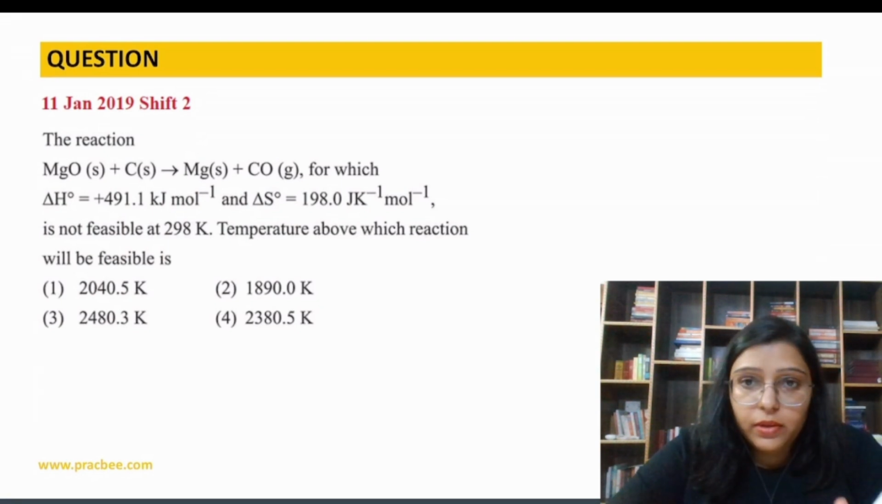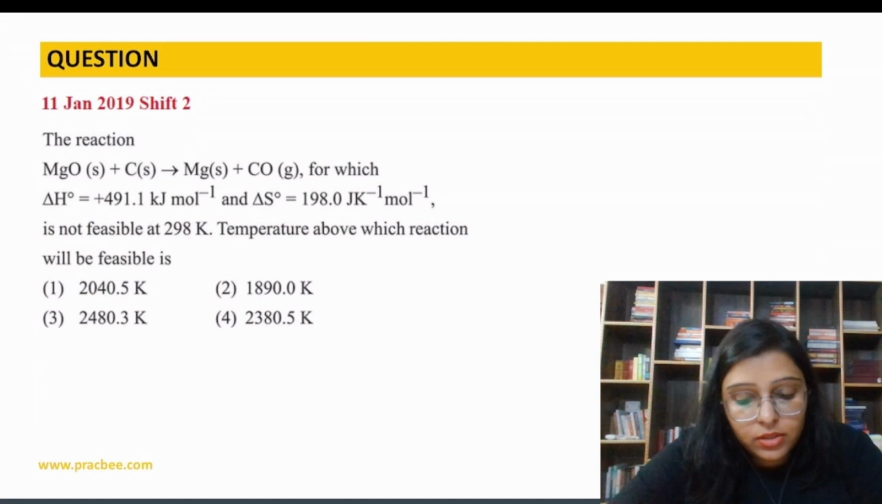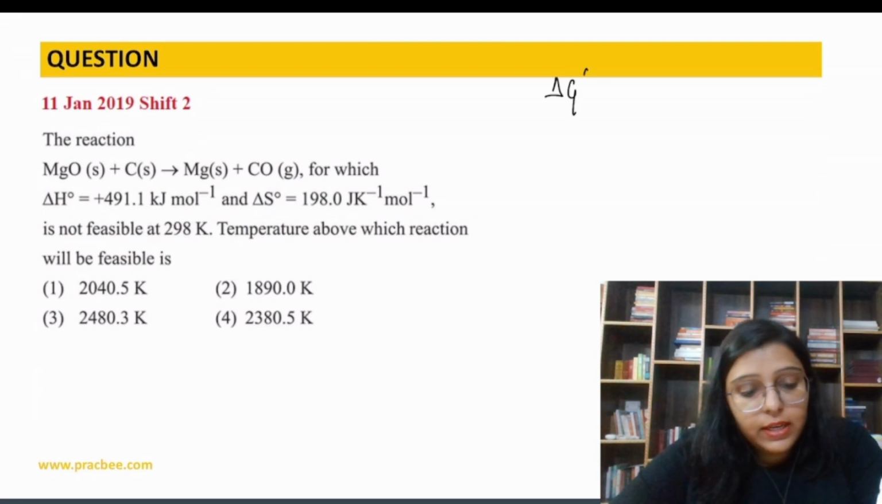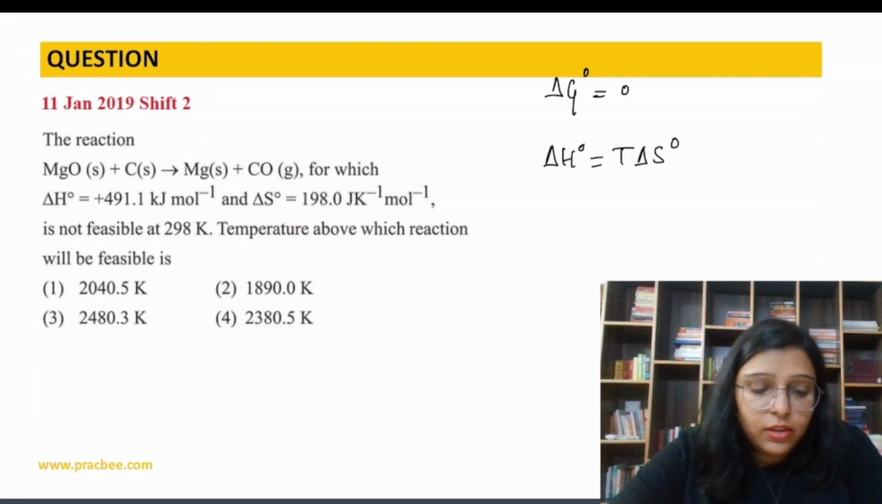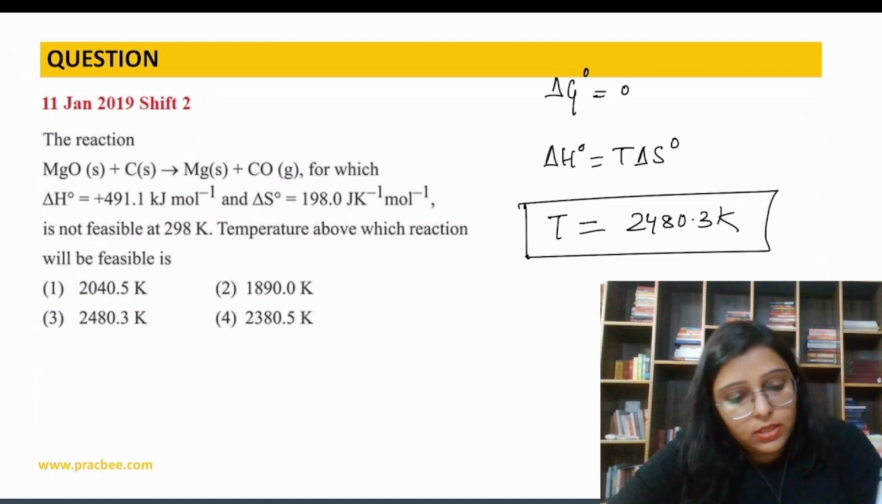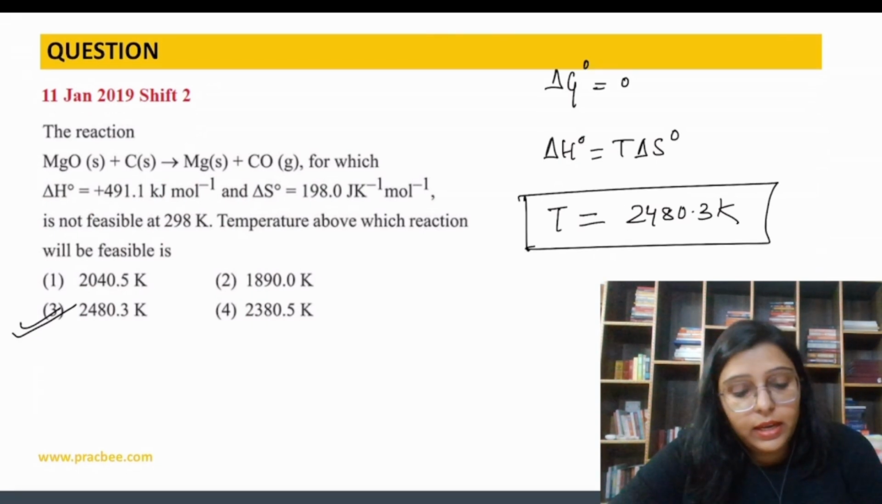MgO plus 1 carbon gives Mg solid plus CO gas, for which delta H naught and delta S naught are given, and it is not feasible at 298 Kelvin. The temperature above which the reaction will be feasible is? Same, you have to consider delta G naught as 0, or we can say delta H naught is equal to T delta S naught. When you put all the values, you can find out the temperature, and the temperature is going to be 2480.3 Kelvin. Please solve this on your own. So that is option number 3, the correct answer.